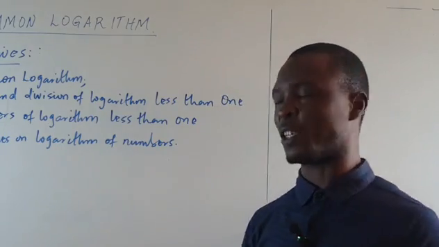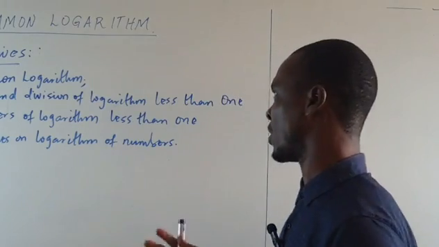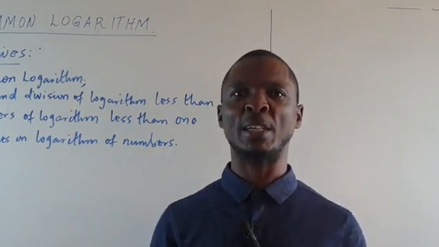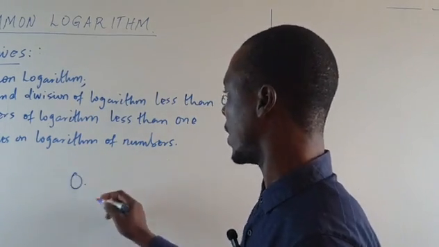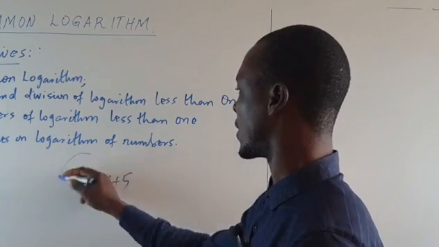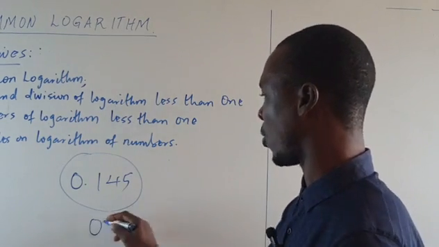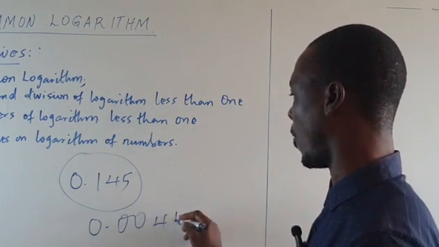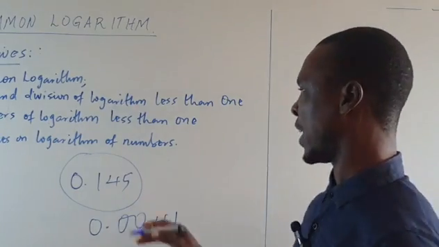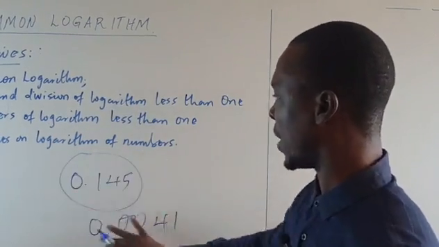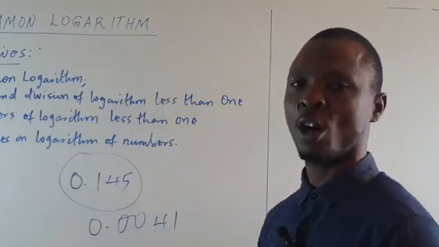So the next thing is multiplication and division of logarithm less than 1. So what are the numbers less than 1? Let's take for instance, 0.145 is a number less than 1. Also, if you have 0.0041, it's also a number less than 1. So these are the examples of numbers we are going to consider under the second and the third objectives.